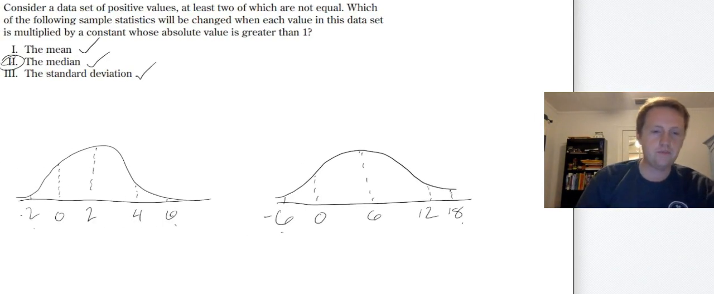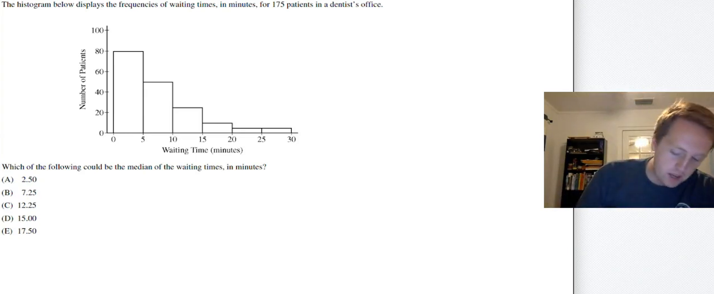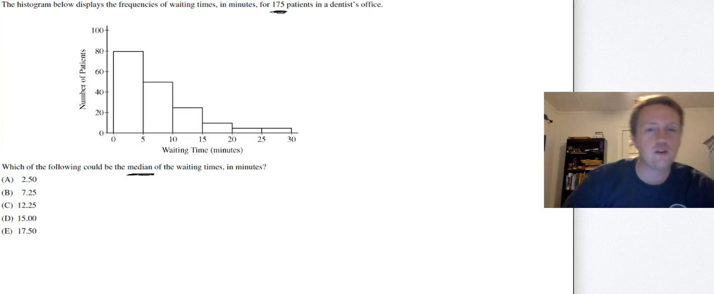All right, let's do another one. The histogram below displays the frequencies of waiting times in minutes for 175 patients in a dentist office. Which of the following could be the median of the waiting times in minutes? All right, so there's a lot going on here too, but I see I want the median. I know that there are 175 patients. I find it interesting that they use the word could.